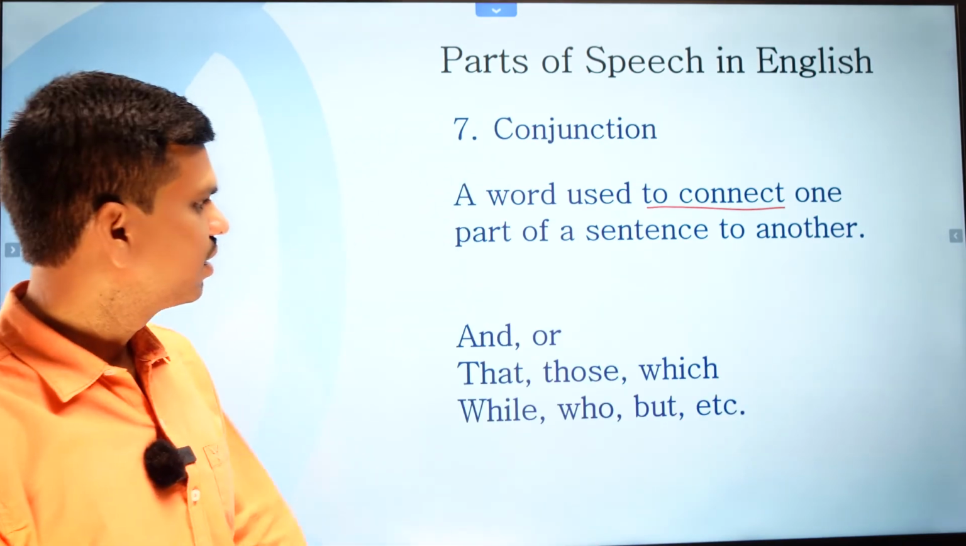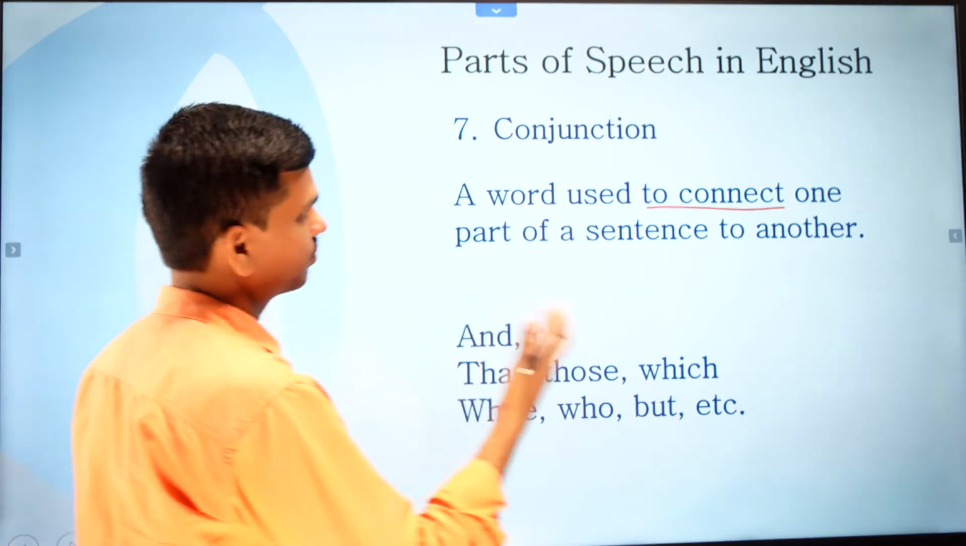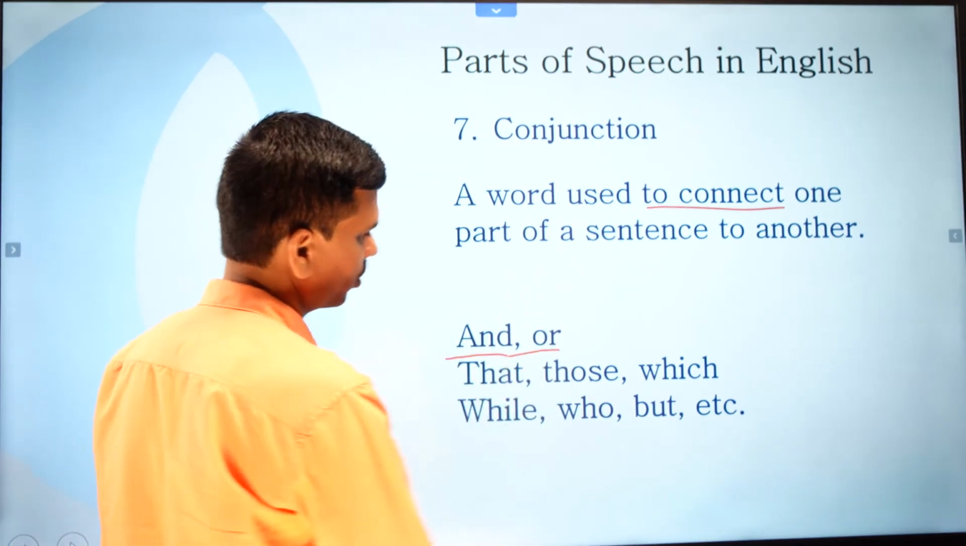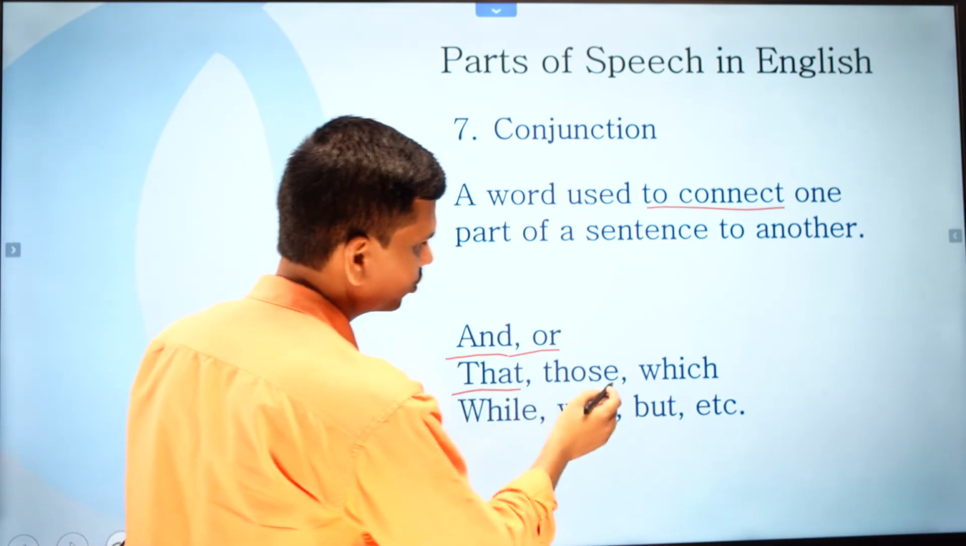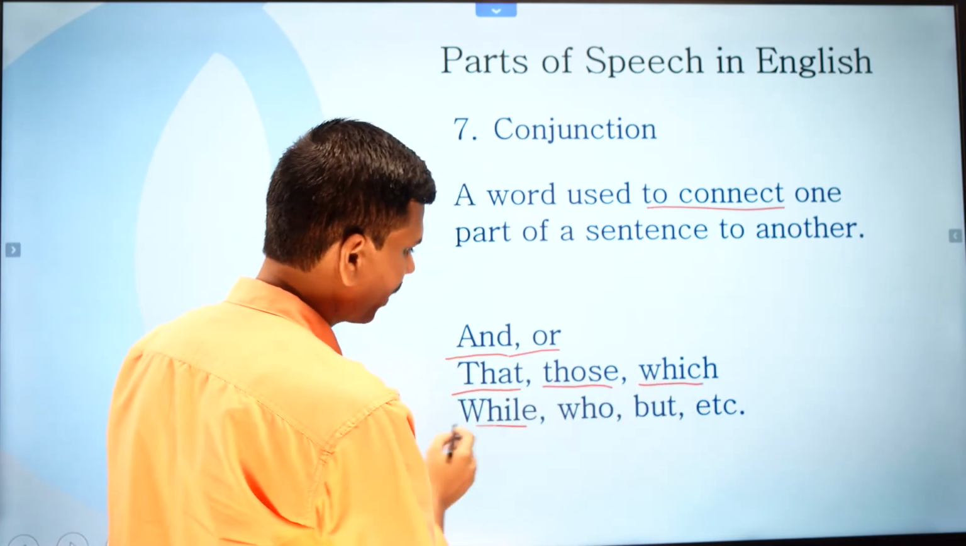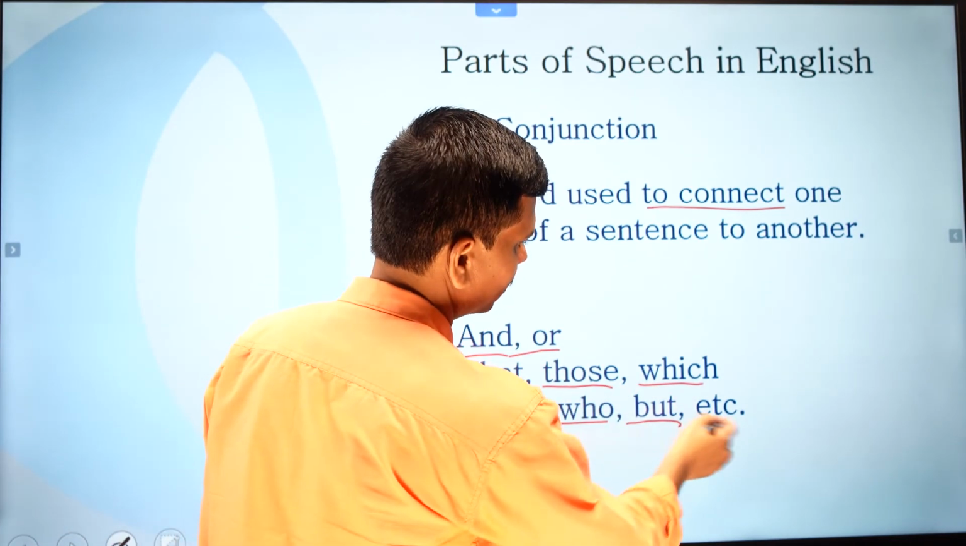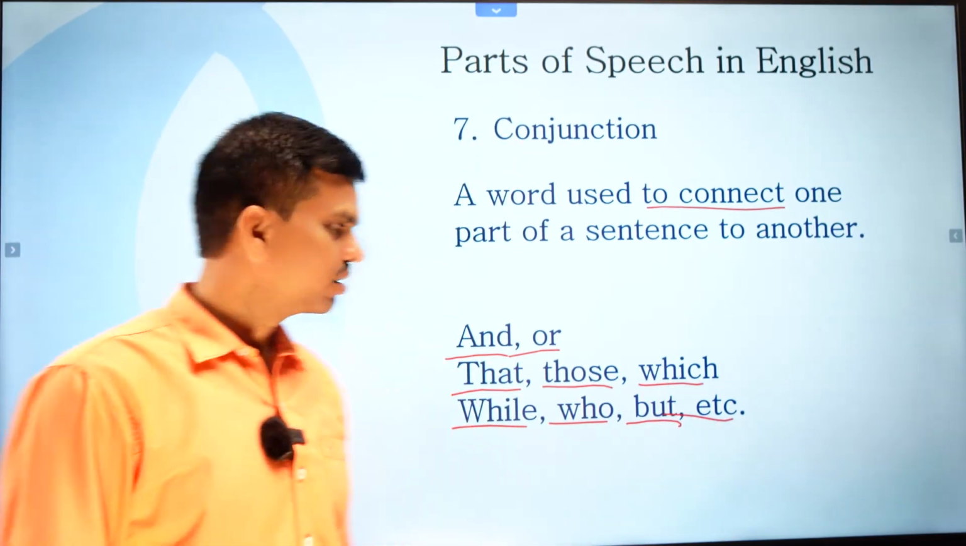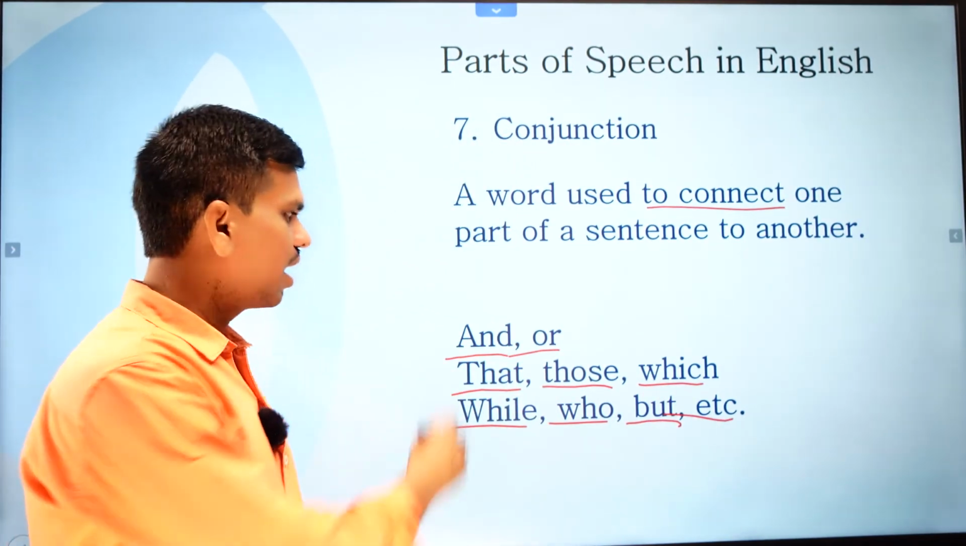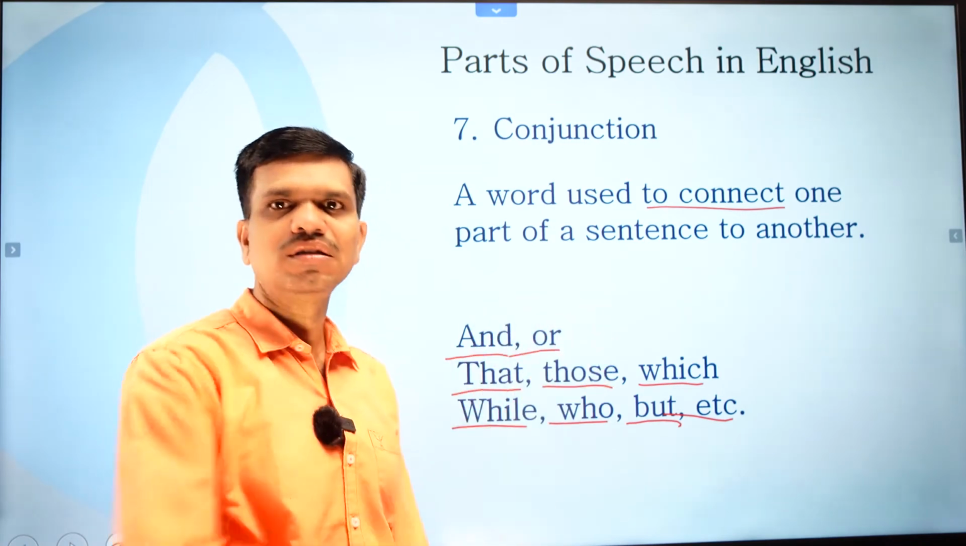For example, here you have some popular conjunctions like and, or. Then you have that, those, which, while, who, but, etc. So there are so many conjunctions used in English grammar, and we will frame the sentences with all these conjunctions.